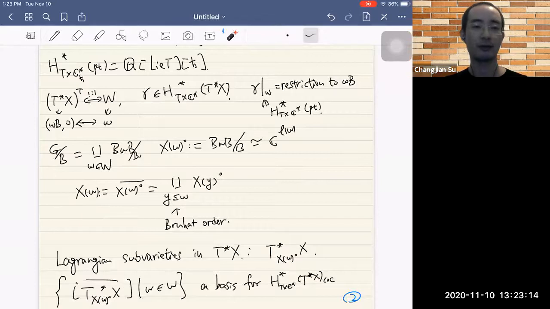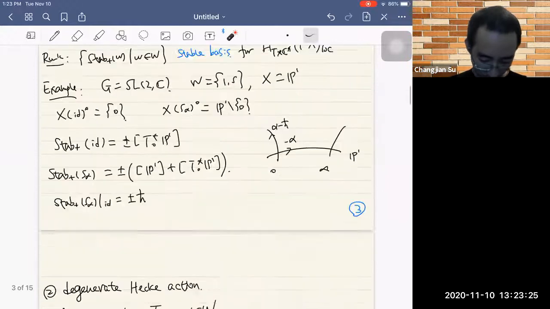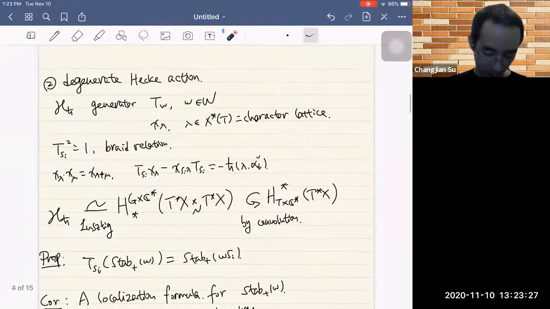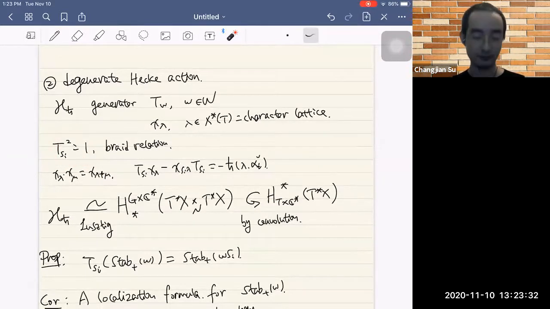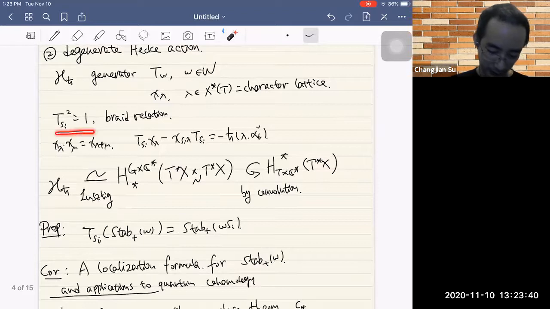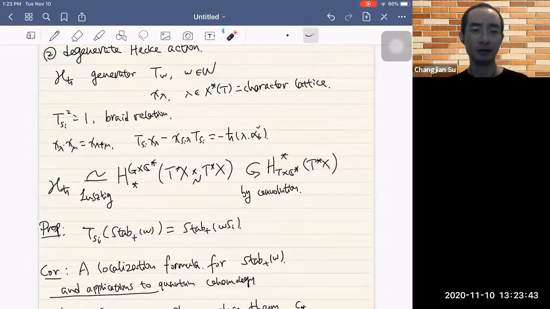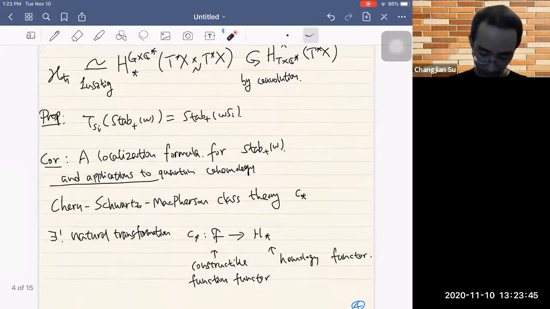Those BGG operators also form a Hecke algebra, but it is called the nil Hecke algebra, i.e. their squares are equal to 0 instead of 1. That is if you just consider the cohomology classes of the Schubert varieties. But if you want to get this degenerate Hecke algebra action, then we should also deform these Schubert classes, and these classes are called the Chern-Schwartz-MacPherson classes.